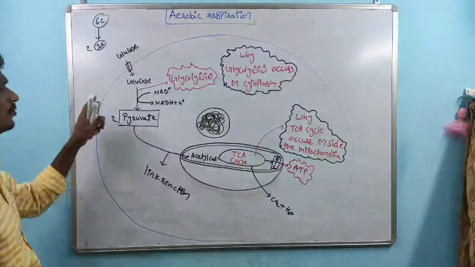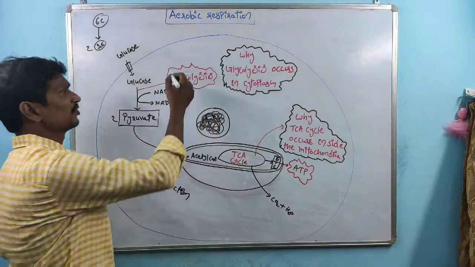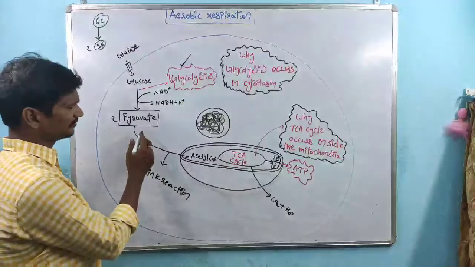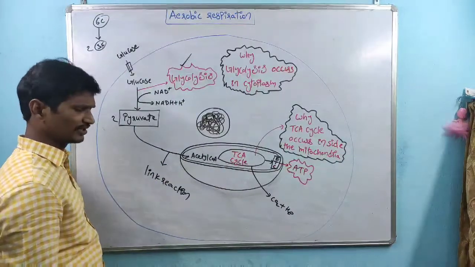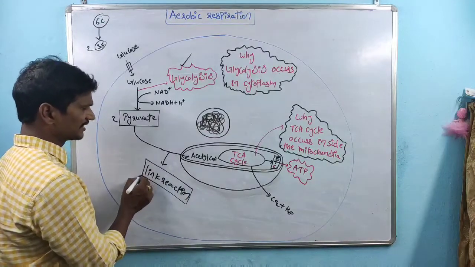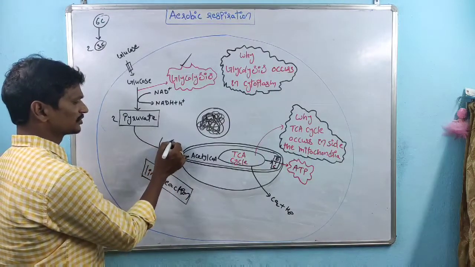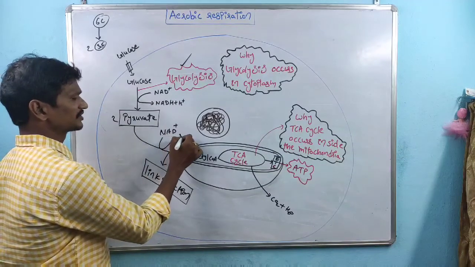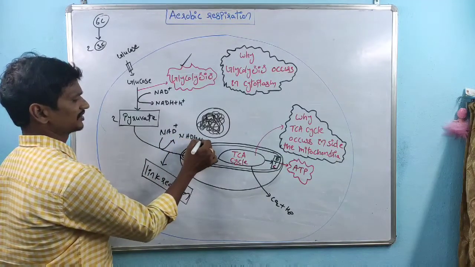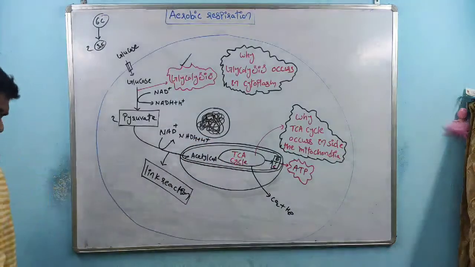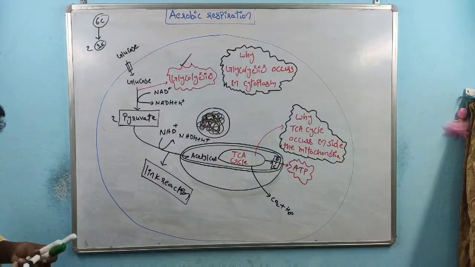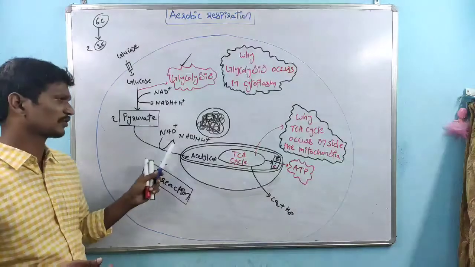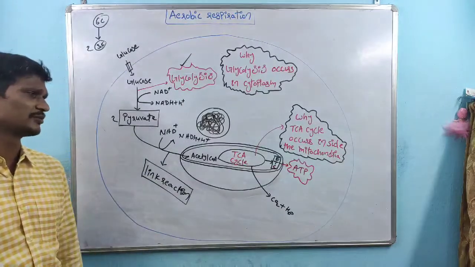All of you remember, glucose is converted into pyruvate, and that step is called glycolysis. After pyruvate production, it is converted into acetyl-CoA. This reaction is called the link reaction. The link reaction also produces NADH plus H plus, where NAD plus is converted into NADH plus H plus. The enzyme name is pyruvate dehydrogenase.